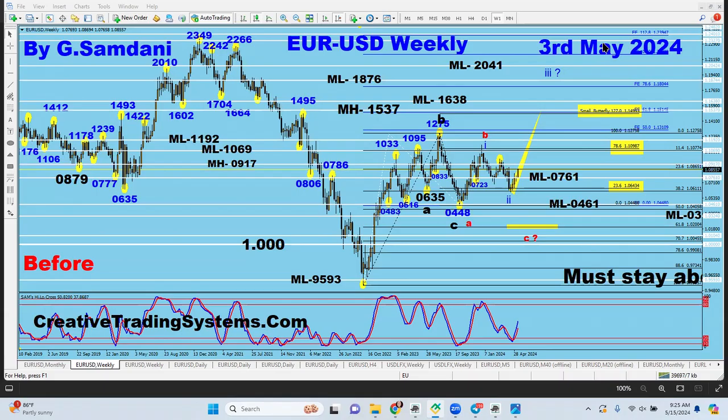We learned in previous videos about the flat correction, three different types of flat correction: regular flat, expanding flat, and running flat, right? That correction is like a sideways correction, and mostly it shows up in wave 4 or wave B of an A, B, C correction, like a triangle or a flat. We're going to learn about the triangle later on in the following videos. But right now, let's talk about the zigzag.